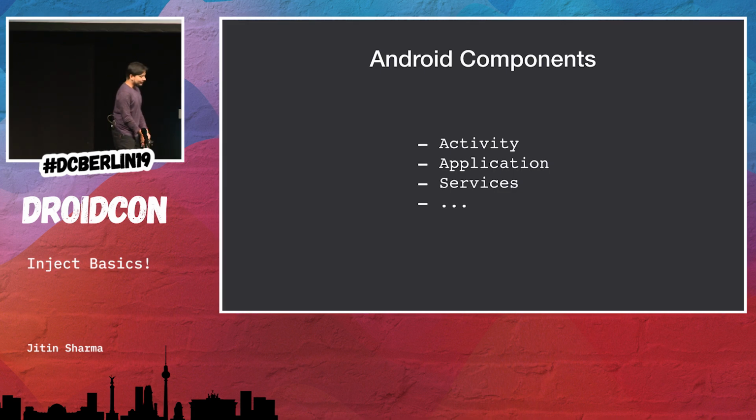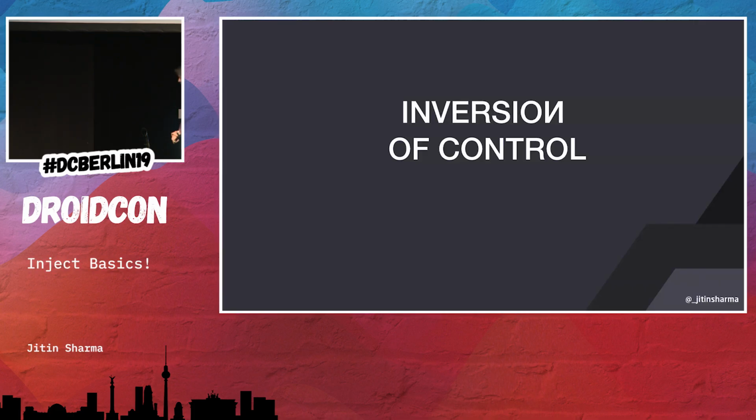We encounter activities, applications, and services. They don't have constructors. Even if they have constructors, you start activities and start services using intents and all that stuff. You have the manifest from which main activities are launched. And so how do we inject dependencies in activities? Inversion of control.